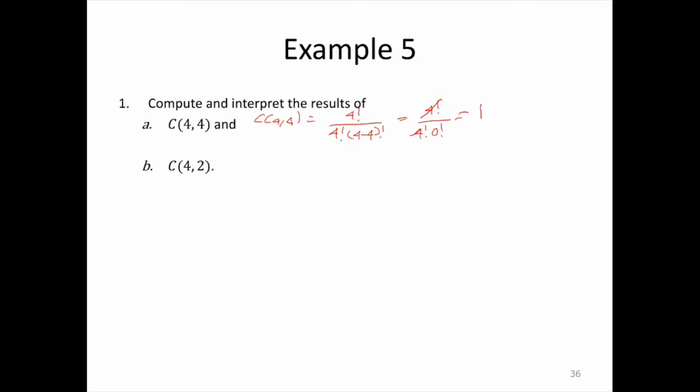What about C(4,2)? C(4,2), of course, is equal to 4 factorial over 2 factorial times 4 minus 2 factorial, and then this is equal to 4 factorial over 2 factorial, 2 factorial, and we can see this is just 4, 3, 2, 1, this is 2, this is 2. Of course, we can cancel this, and the result will be 6. So what does it mean? It means that the number of combinations of 4 distinct objects taken 2 at a time is 6.